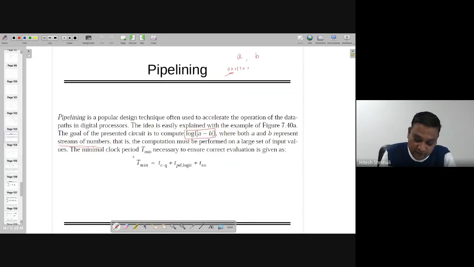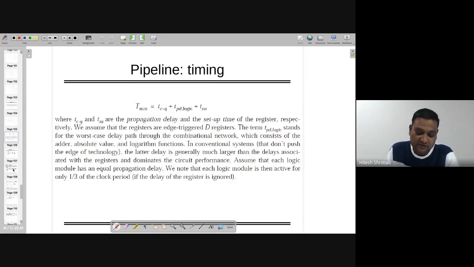which is written over here, that the clock period has to be a combination of all such things, which is already known to us: the first one is the contamination delay, the second is the setup time, and PD logic is the worst case delay path through the combinational logic, which consists of the adder, absolute value, logarithmic, all these things. And all these things depend on what technology and other things you are using, right?